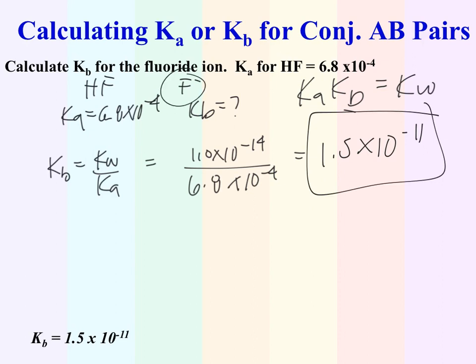Now, guys, understand that these Ka and Kb calculations must be for conjugate acid-base pairs. Basically, they need to be related. So please don't just use this randomly.